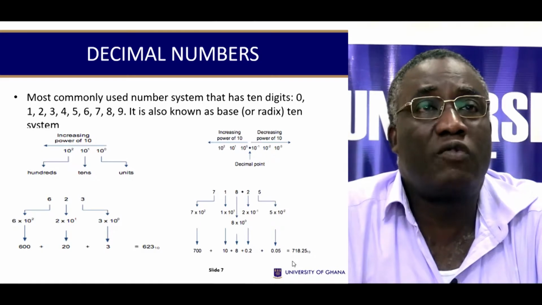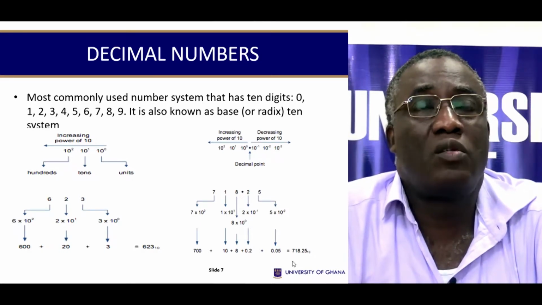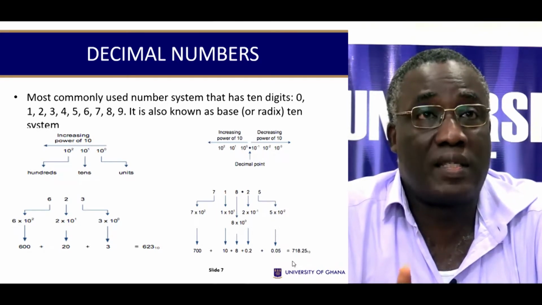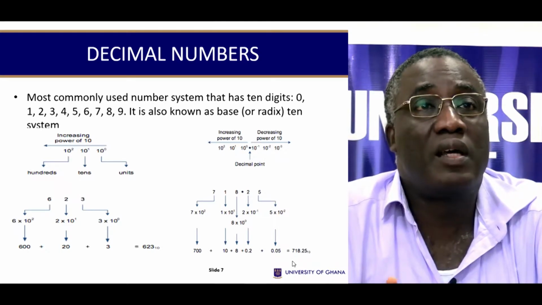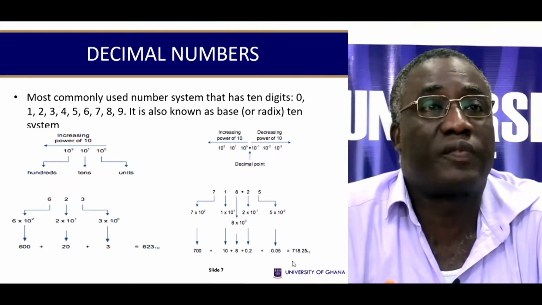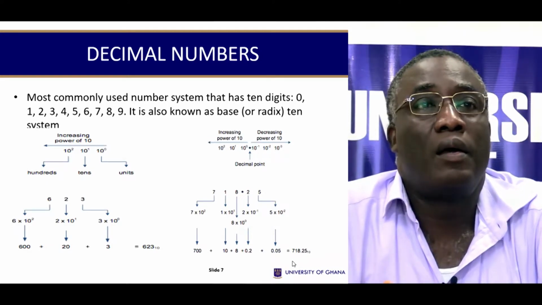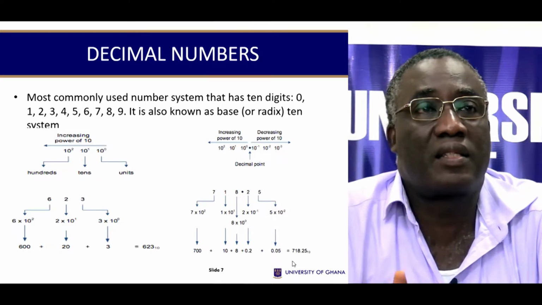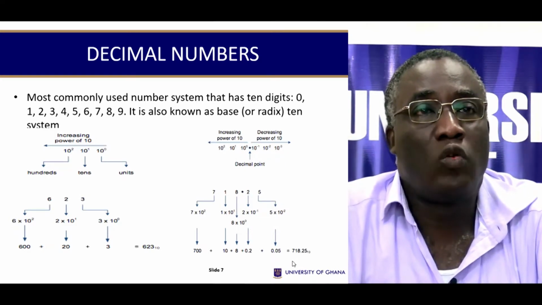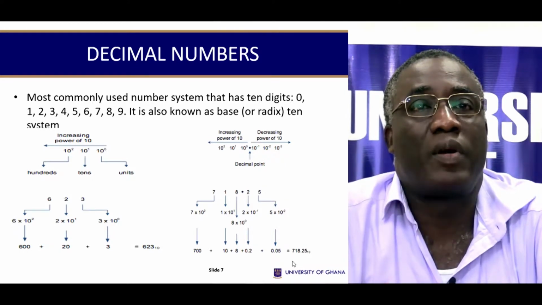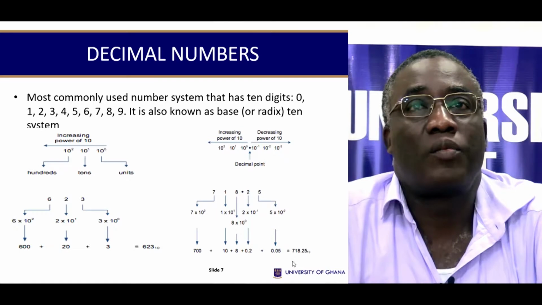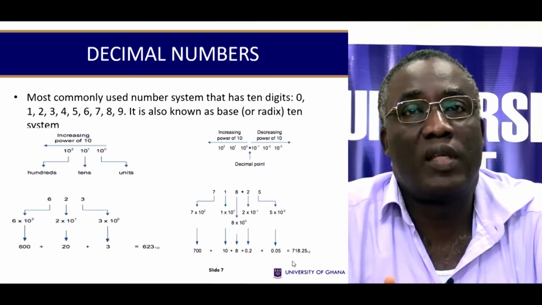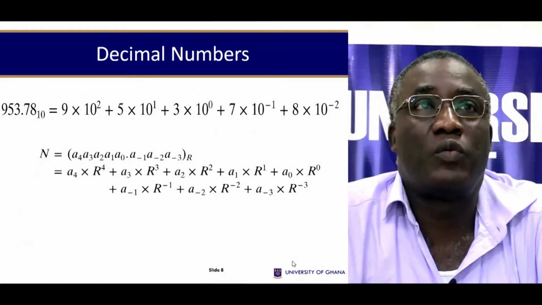To your left, if you write down any number, first you have the units, then the tens, the hundreds, the thousands, and it increases in powers of 10. So 623 would mean 6 times 10 to the power of 2, 2 times 10 to the power of 1, and 3 times 10 to the power of 0. So you have increasing powers of 10, and then you can also have decreasing powers of 10, which will take you to the decimal values.